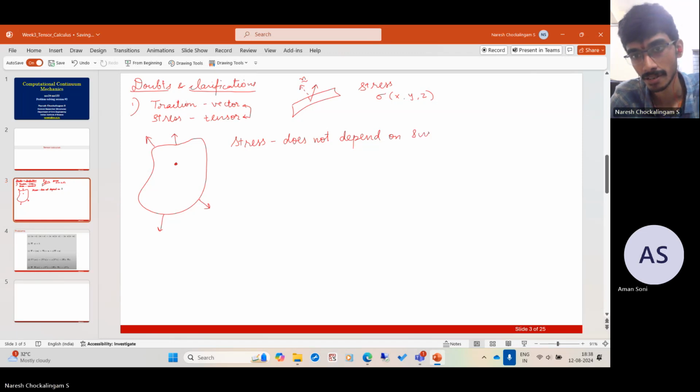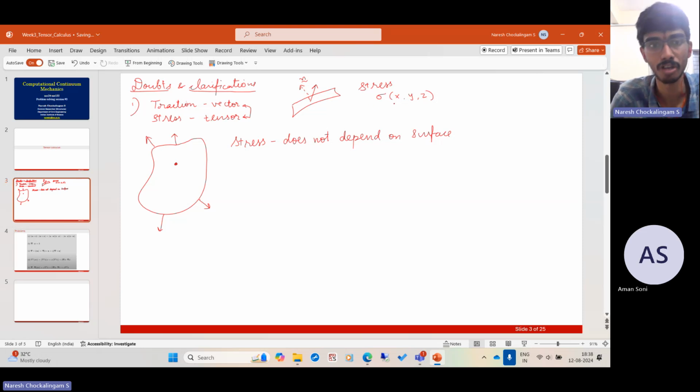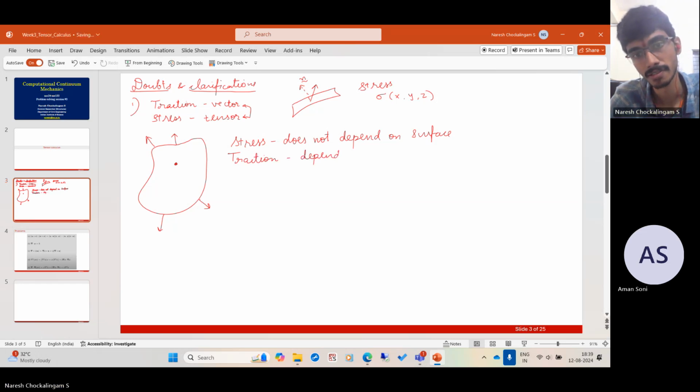Surface, right? So we talk about stress distributions as a function of the volume. But however, traction requires a normal to be defined. Traction depends on surface. Depends on which surface we are looking at. So it depends on the surface in question.